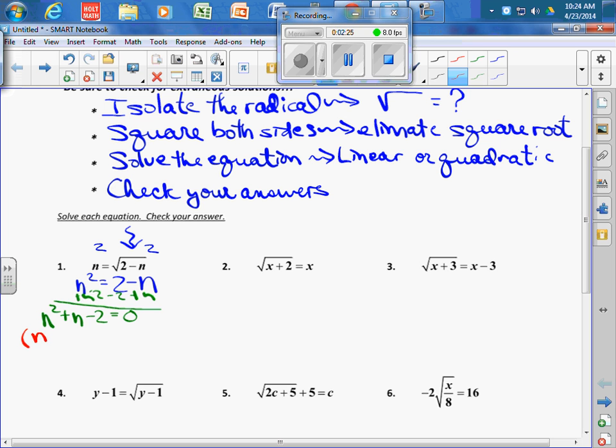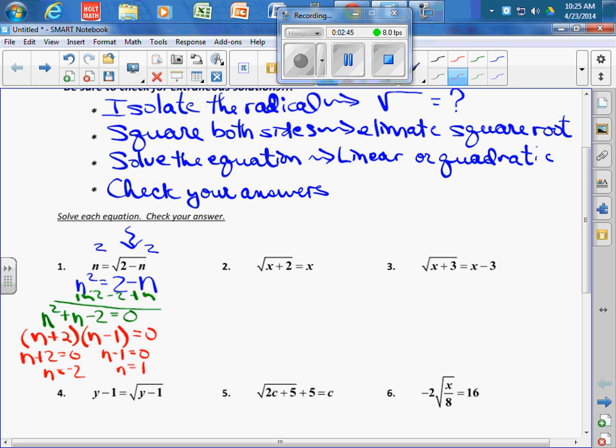So I'm going to have n plus 2, n minus 1 is equal to 0. I'm going to have n plus 2 is equal to 0, and that gives me n is equal to negative 2. I'm going to have n minus 1 is equal to 0, and that gives me n is equal to positive 1. But now I need to check this to make sure everything works out.